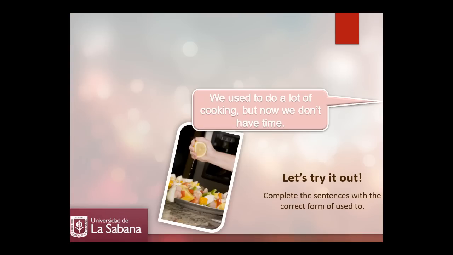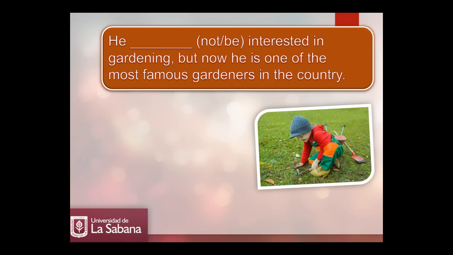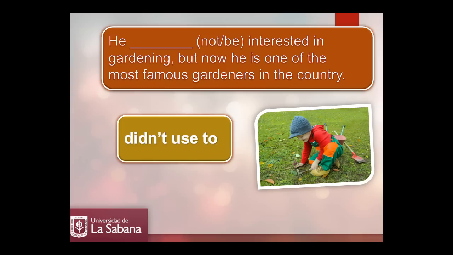Now let's see if you've got it. Complete the sentence with the correct form of used to. Ready? Okay, here is the first one for you. Pause the video if you need more time. Remember that here we need the negative form of the structure used to. And when you're ready, you should get, he didn't used to be interested in gardening, but now he is one of the most famous gardeners in the country.